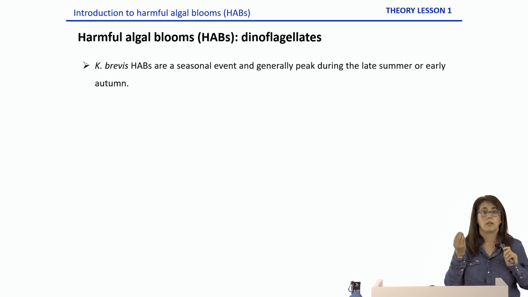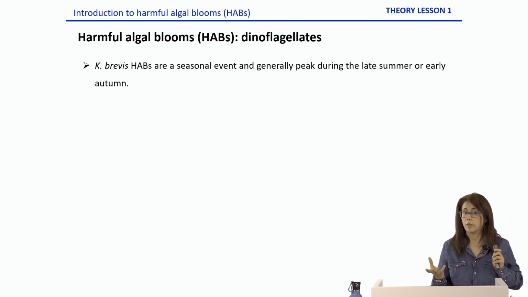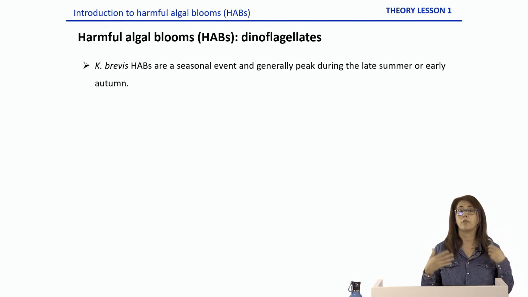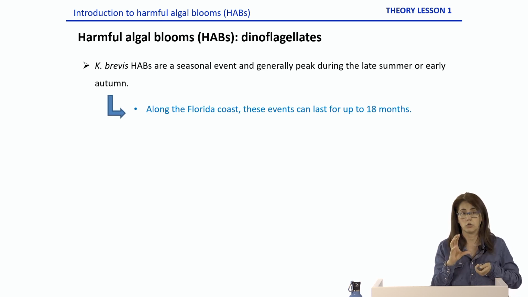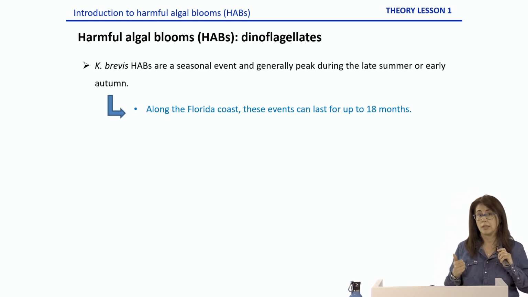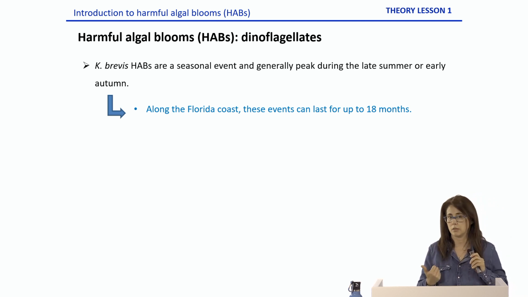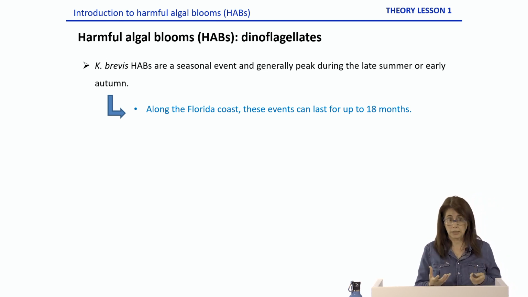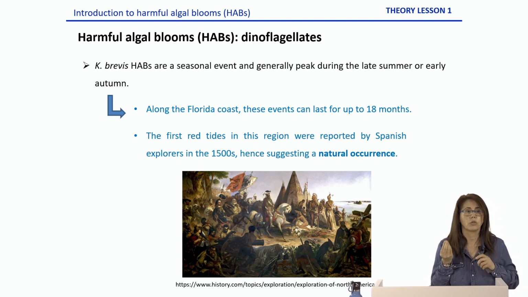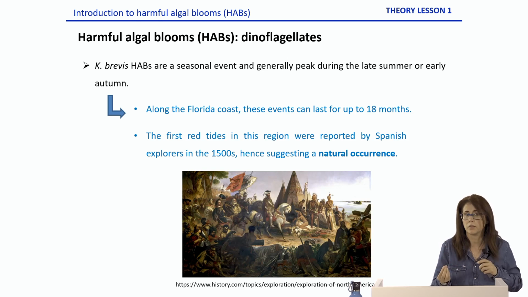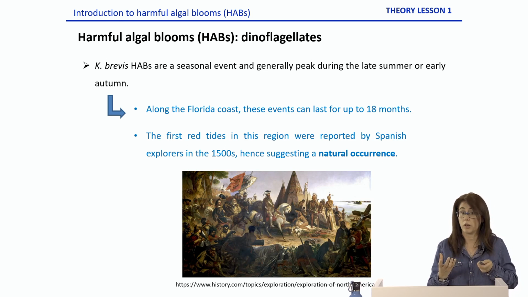Karenia brevis harmful algae blooms are a seasonal event. Again, it's something that happens naturally every year and they normally peak during the late summer or early autumn. Along the Florida coast, these events can last for up to 18 months, and that's when it becomes really bad. But the first report of the existence of these Karenia brevis red tides or HABs was by the Spanish explorers in the 1500s.